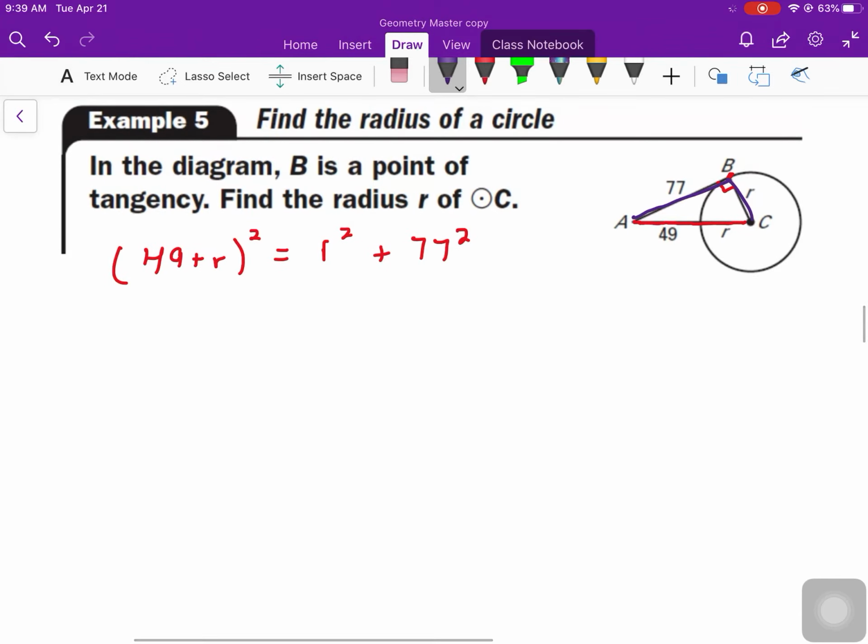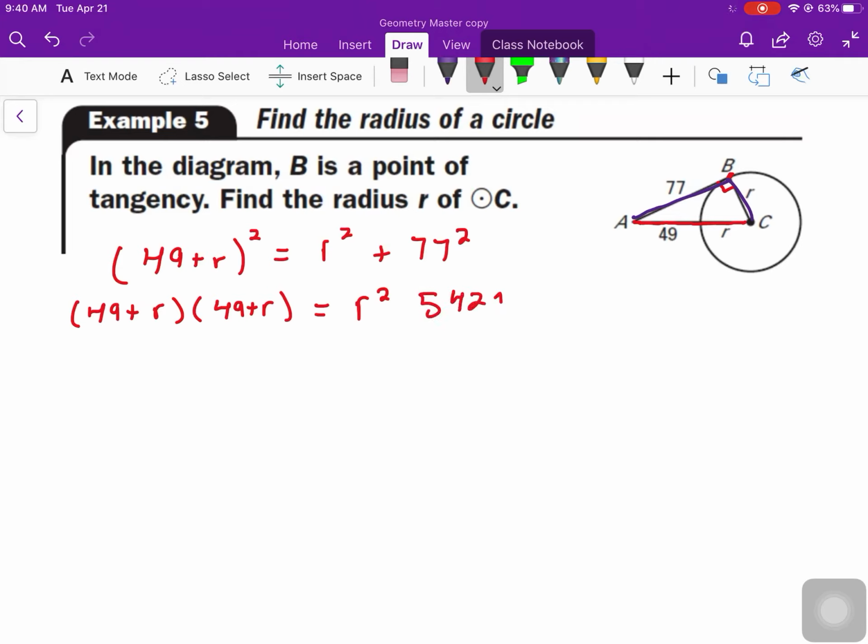Now, if we multiply 49 plus r times itself, that's what it means to square. So this is really 49 plus r times 49 plus r, is equal to, over here, r squared plus 77 squared. 77 squared gets me 5,429. Let me just double check that because I wrote pretty sloppy in my notes here.